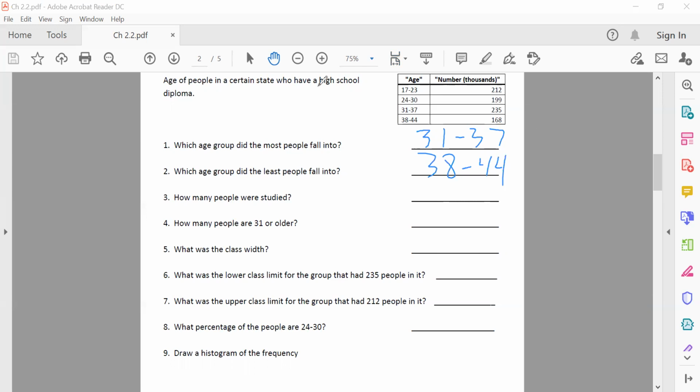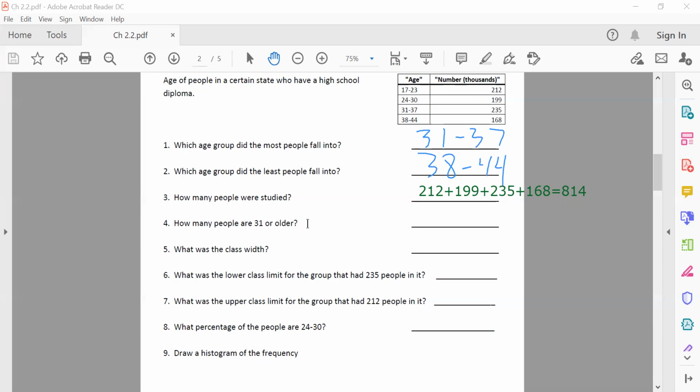How many people were studied? We need to add 212 plus 199 plus 235 plus 168. I'll be a little lazy and just use a calculator. It's not lazy, but you understand how to add, so you can save yourself a little time. Calculators are only appropriate when you know the theory behind something. You know you could do it, but you need to do it quickly. So the answer would be 814, and since the data is in thousands, it's really 814,000 people.